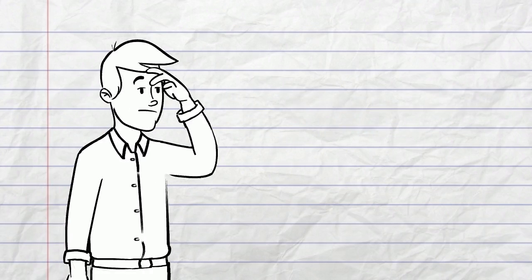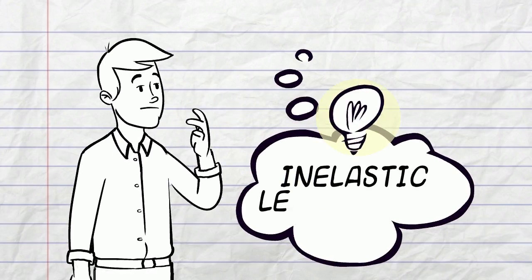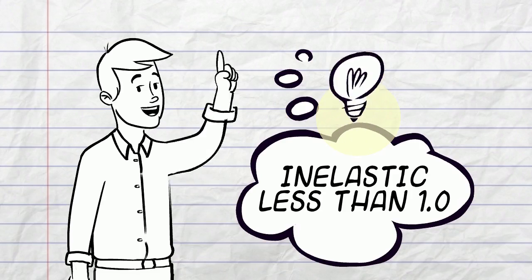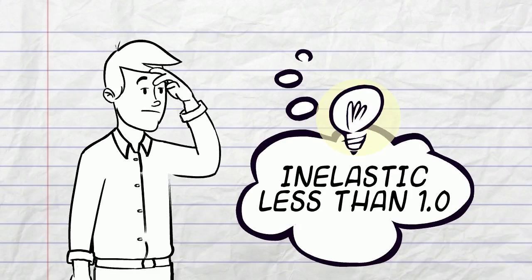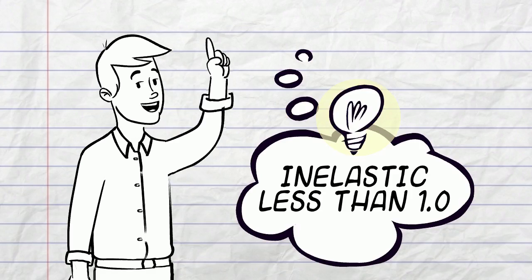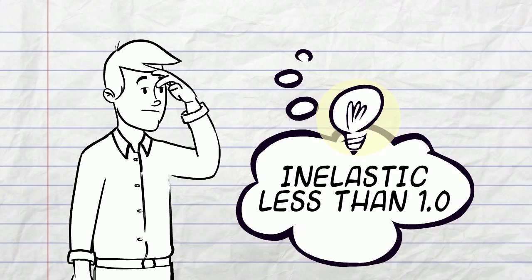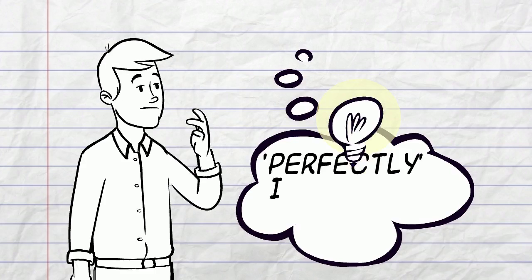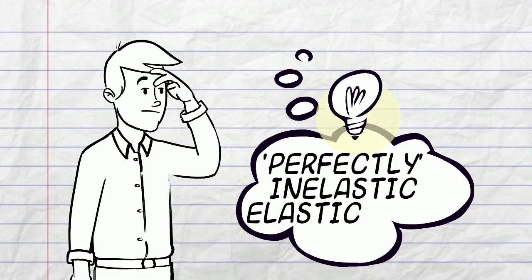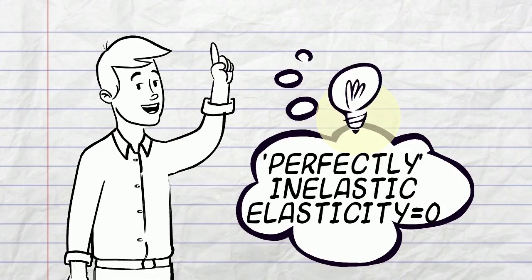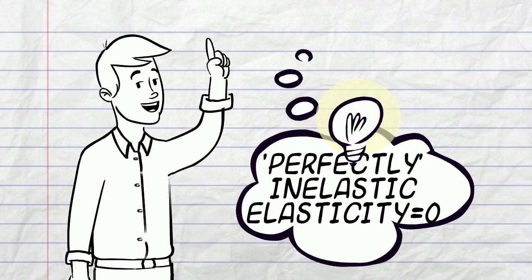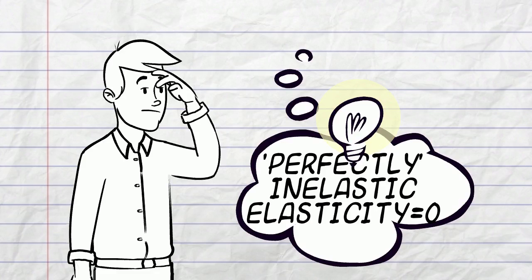A value that is less than 1.0 suggests that the demand is insensitive to price, or inelastic. Inelastic means that when a price goes up, consumers' buying habits stay about the same, and vice versa. If elasticity equals 0, then it is said to be perfectly inelastic, meaning its demand will remain unchanged at any price. There are probably no real-world examples of perfectly inelastic goods.